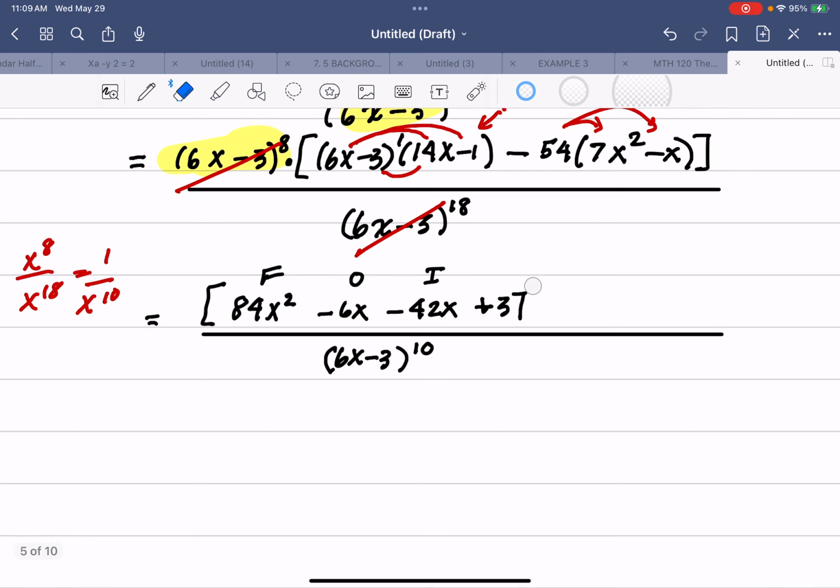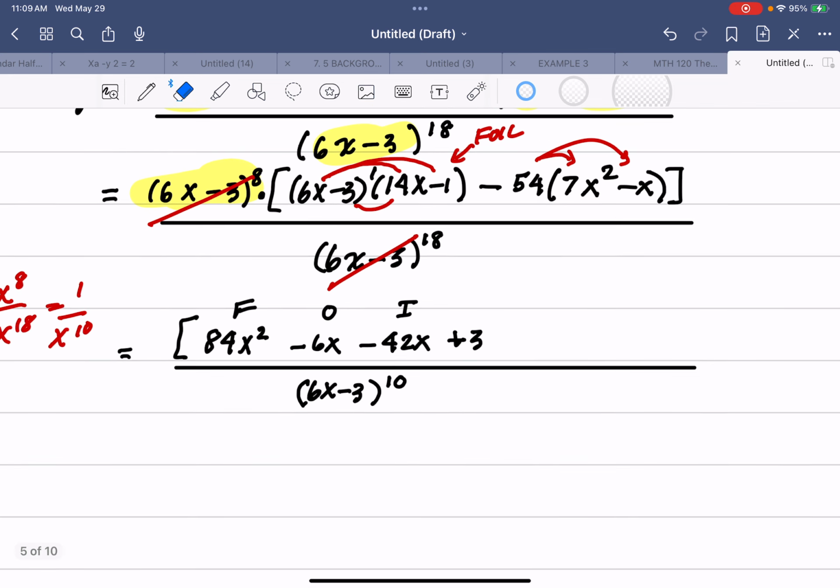Oops, let me erase that. I don't need that bracket there yet because, look, I've got to also do this distributive. So minus 54 times 7, 378x squared, plus 54x. Now I can close my bracket. So I did the FOIL rule on that first one and the distributive on the second one. And all that's left is to combine like terms, and then I'll be finished.